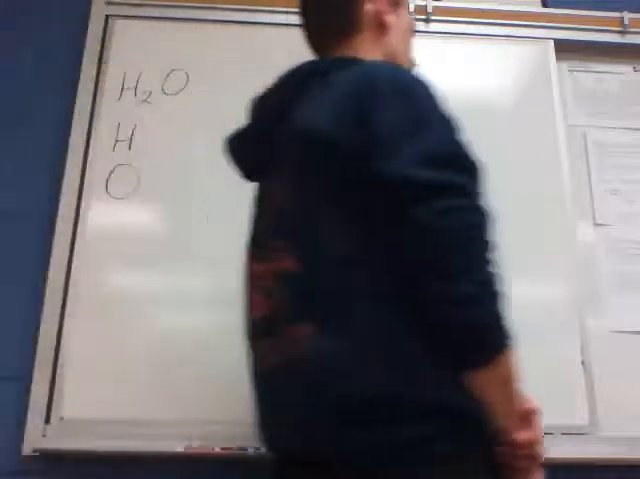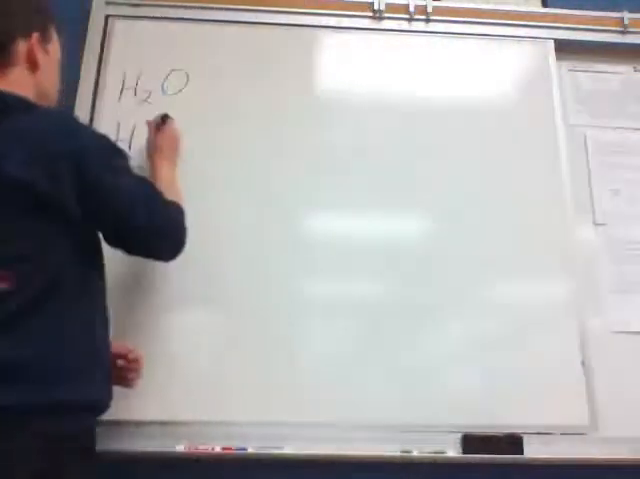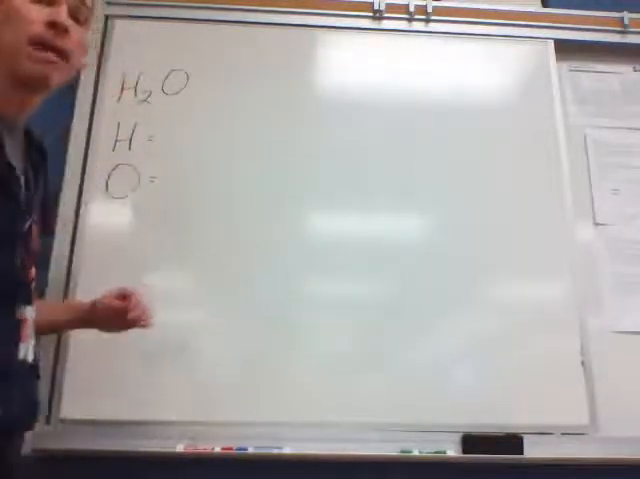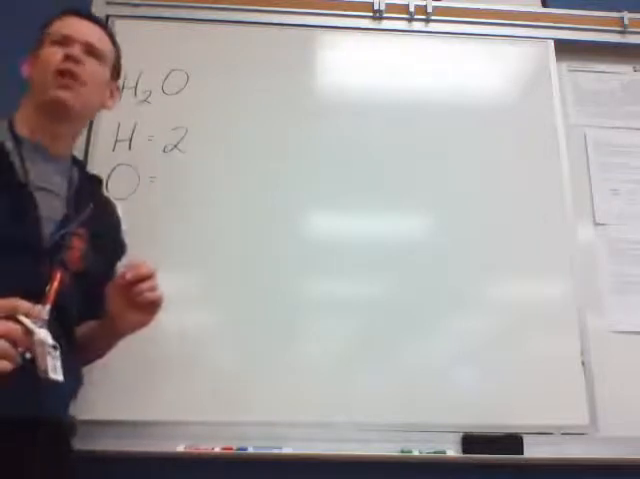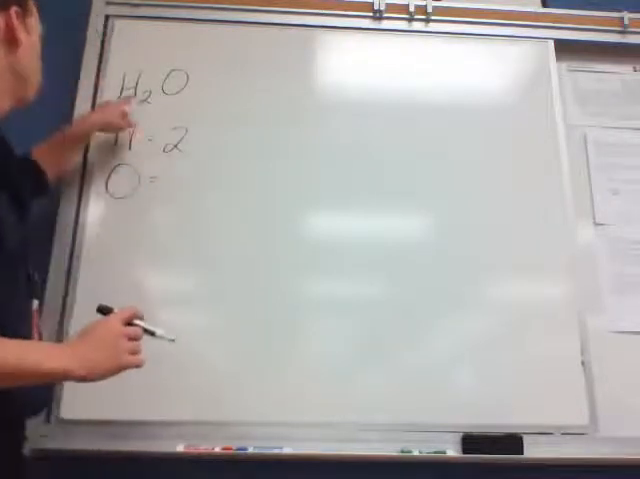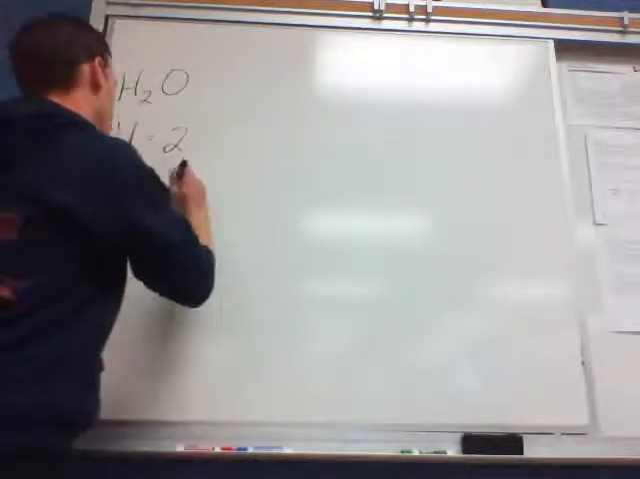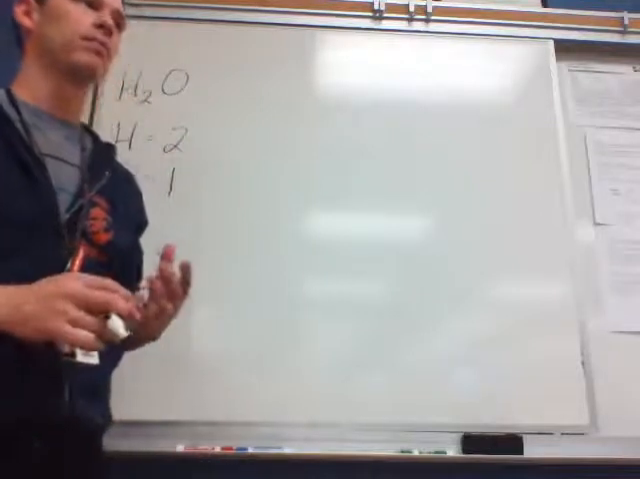Step 2 says count the number of elements present for each compound. I just went over this, but how many hydrogens are there? There's 2. Does everybody see why there's 2 hydrogens? How many oxygens are there? There's 1. Remember, if there's no subscript, it's a 1.